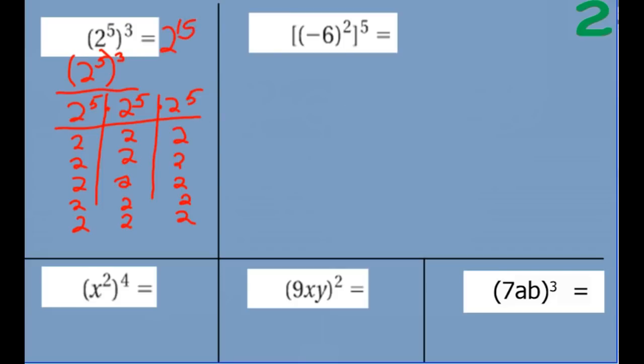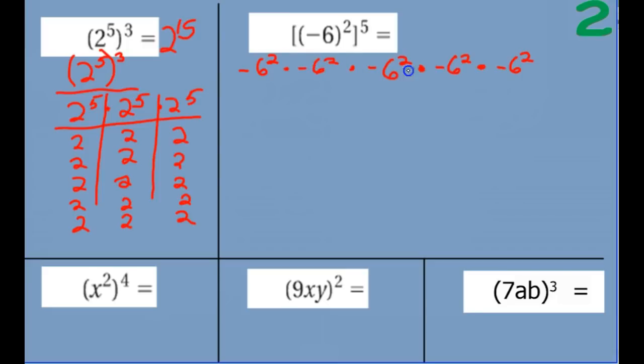Here on this problem we have brackets and parentheses, but don't let that confuse you. All we're doing here is writing out what we have in our brackets to the power that we have out here. So what we have is negative 6 squared, so we're going to write that, negative 6 squared. But we have 5 negative 6 squareds, so we can write negative 6 squared times negative 6 squared times negative 6 squared times negative 6 squared, and finally one more negative 6 squared.